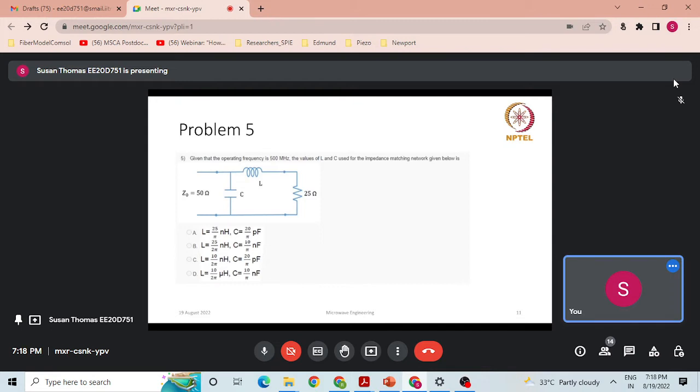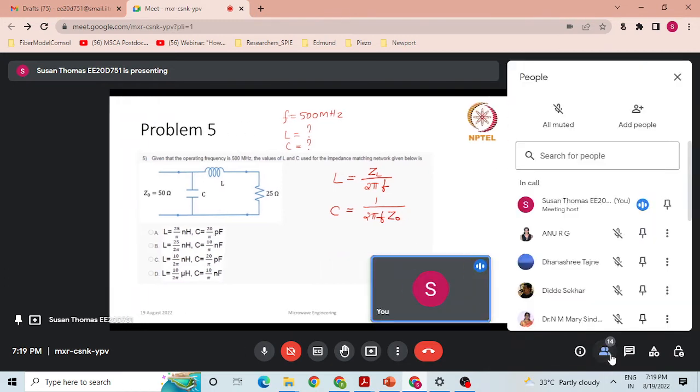Here, given the operating frequency, that is f is equal to 500 megahertz, you need to find L and C for the impedance matching network given below. So I can give you the formulas for L and C. L is ZL by 2 pi f and C is 1 by 2 pi f Z naught. So it will be nice if you can try this out now and type in the answers in the text.